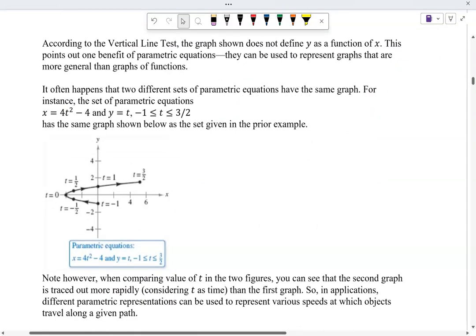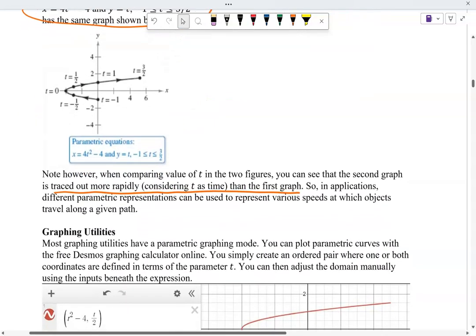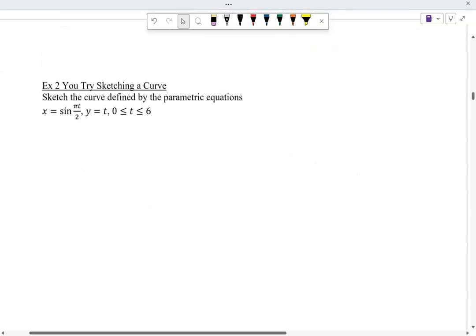Now, it sometimes will happen that you can have different sets of parametric equations that have the same graph. So, for example, this set right here, down below, has the same graph as the one we just did. But note, with this one, t is -1, and then it goes up until 3 halves instead of going from -2 up to 3. And so this graph is traced out more rapidly based on time t. Even though the visual is the same, it's going more quickly. And of course, that's just the note on how we do that in Desmos that I just showed you.